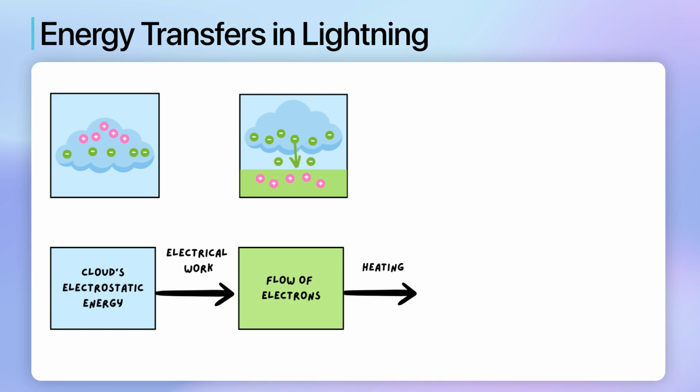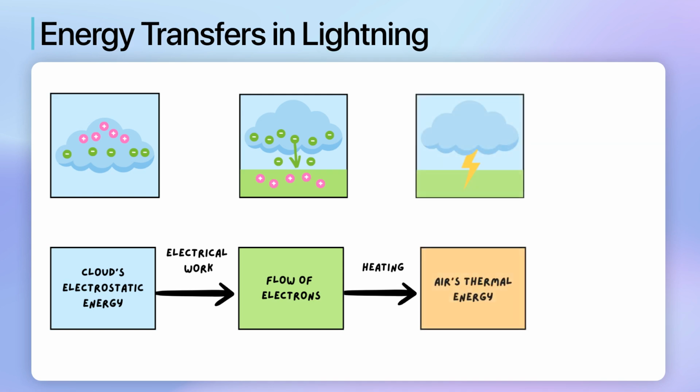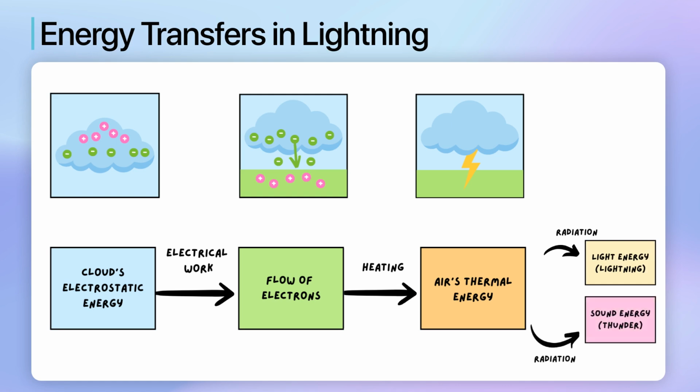This heating significantly increases the thermal energy of the air. The heated air then radiates energy in two forms. It emits light, which we see as the lightning flash. The rapid expansion of the heated air also generates sound waves, which we hear as thunder. Lightning demonstrates a rapid transfer of electrostatic energy into various forms, including heat, light, and sound, releasing vast amounts of energy in a short duration.